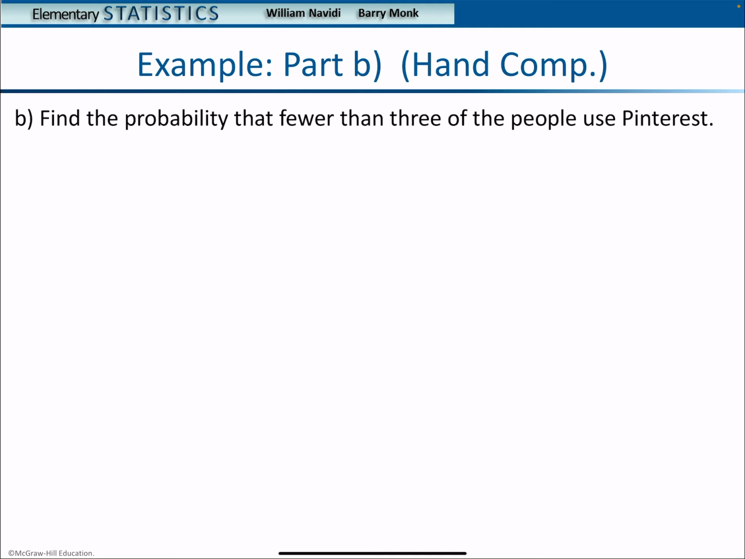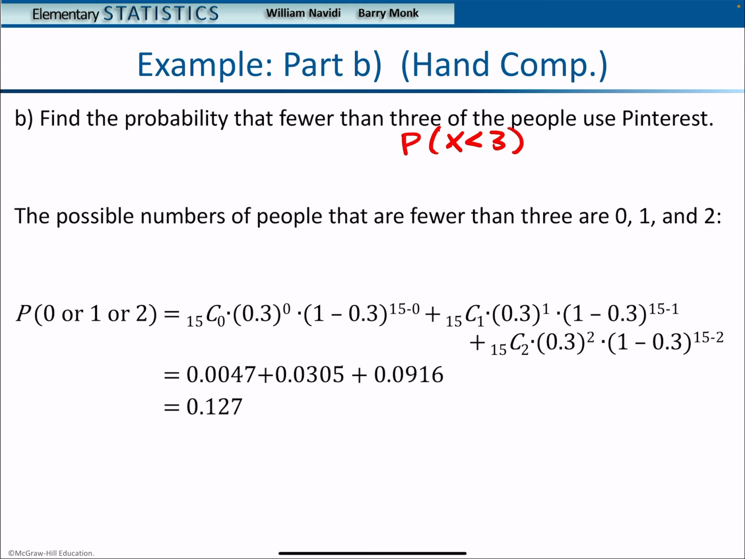What about the probability that fewer than 3 of the people use Pinterest? Okay, so the possible numbers of people that are fewer than 3, so you either have 0, 1, or 2. So it's probability of X less than 3. So remember that there's only 3 times. So that would be probability of 0 plus probability of 1 plus probability of 2. Okay, and that's what all this is.